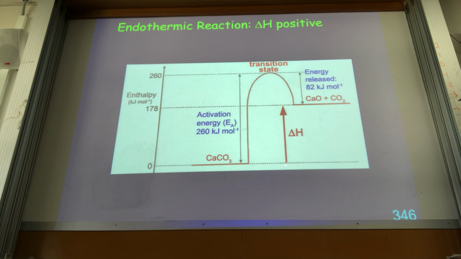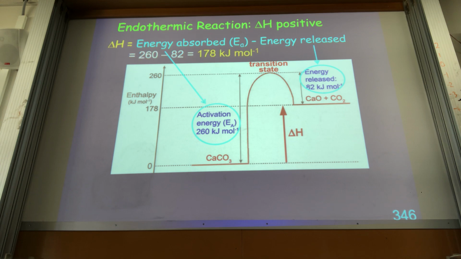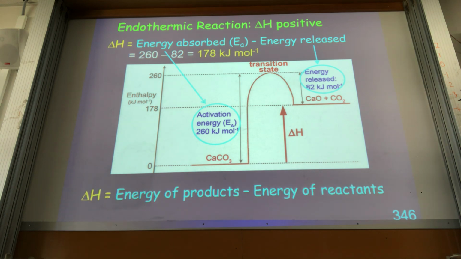In this case, energy gets absorbed, and the difference between energy absorbed minus energy released will give us delta H, so 260 minus 82 gives us positive 178. Also, final level minus initial level gives us 178 as well. Two ways of calculating delta H.